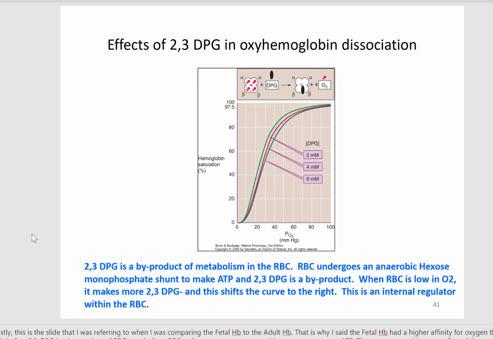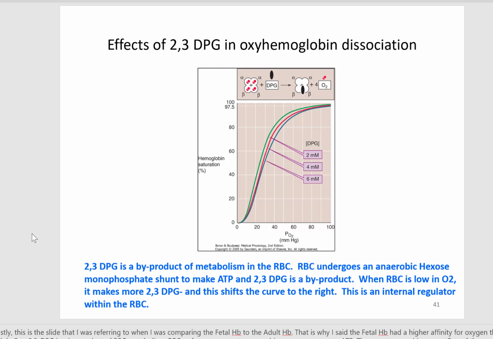What about the fourth condition, 2,3-DPG? 2,3-DPG is a byproduct of metabolism as well, specifically anaerobic metabolism in the red blood cell. Remember, the red blood cell lacks mitochondria, so it would rely on anaerobic respiration. Within a red blood cell, when 2,3-DPG levels go up, this would lead to a shift to the right, a right-shifted curve. A right-shifted curve, again, means a less greedy hemoglobin, a hemoglobin with less affinity for oxygen.